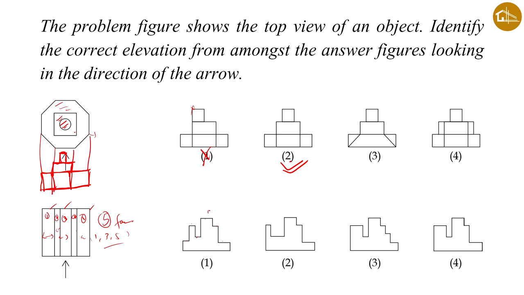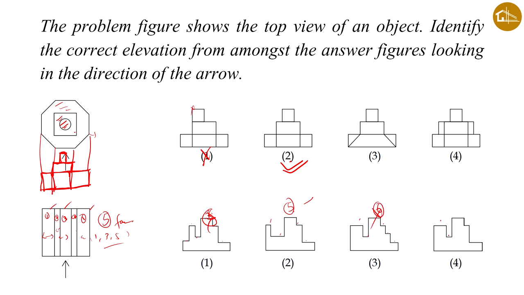1, 2, 3, 4, 5, 6. So it has 6 faces. This is wrong. 1, 2, 3, 4, 5. So fifth one, 5 faces. This might be correct answer. We will compare them later. Third one, 1, 2, 3, 4, 5, 6. So 6 faces, wrong answer.